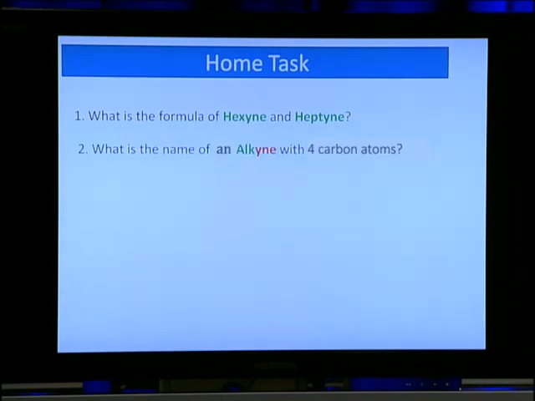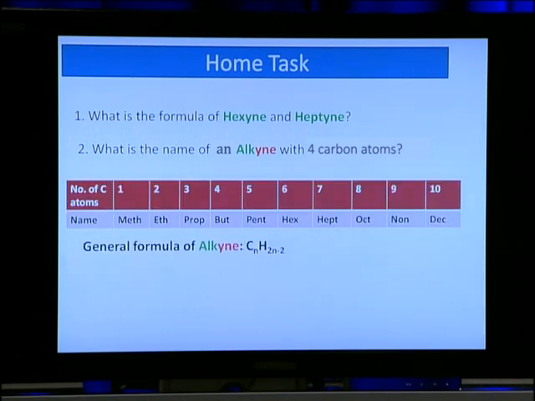The next question says, what is the name of the alkyne with 4 carbon atoms? Here as well, we can also use the table that I have been using throughout the slides. It will help you answer these 2 questions. And of course, you can also use the general formula of alkene and alkyne based on the type of question being asked.